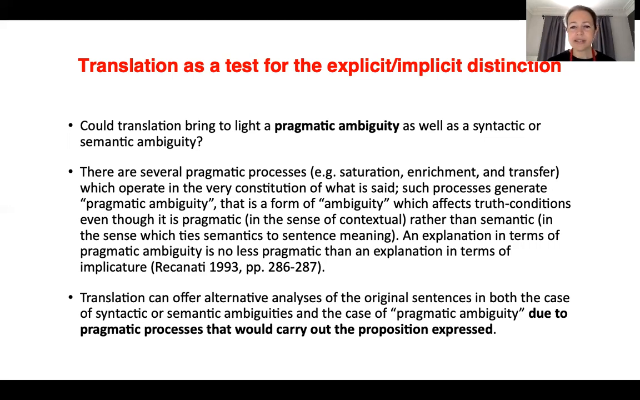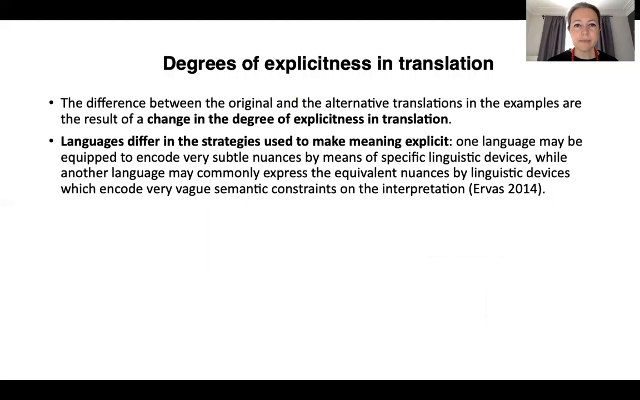So translation can offer alternative analyses of the original sentences in both the case of syntactic and semantic ambiguities, but also in the case of what is called pragmatic ambiguity, due to the pragmatic processes that carry out the proposition expressed. In my view, the differences between the original and the alternative translations in the examples I have presented are the result of a change in the degree of explicitness in translation. Languages use different strategies to make meaning explicit. One language may be equipped to encode very subtle nuances by means of specific linguistic devices, while another language may commonly express the equivalent nuances by linguistic devices which encode very vague semantic constraints on interpretation.